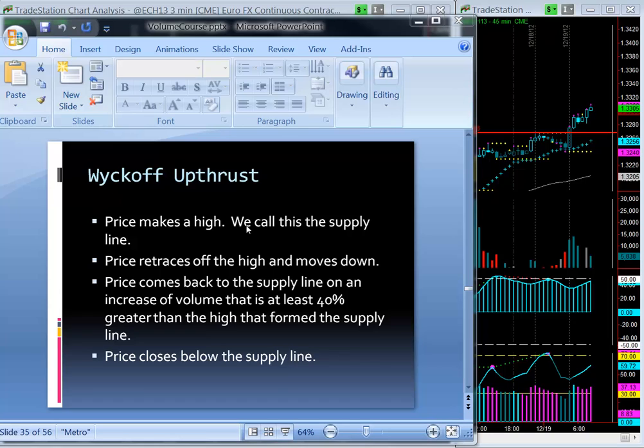First, price makes a high. We call this the supply line. Now I have marked that with this dotted line over here. Price has made a high, and I draw a line off of that high. This is called the supply line.